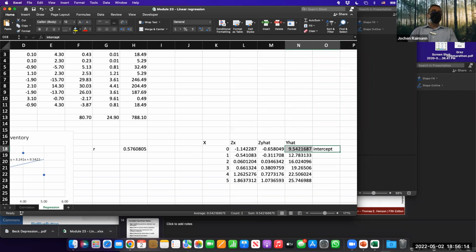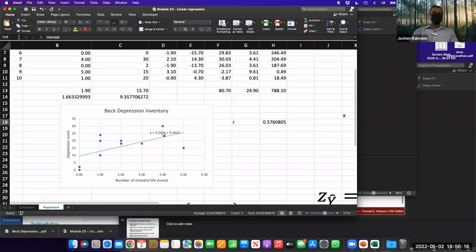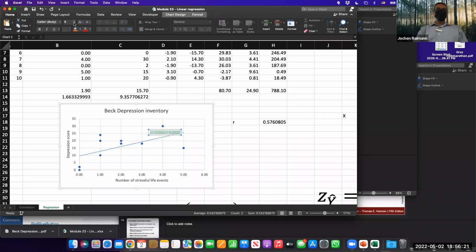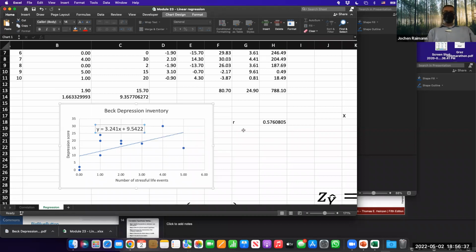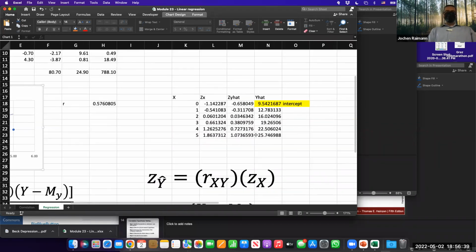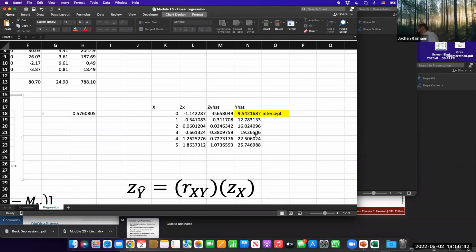And we know this to be true because when we look at this equation, Excel says the same. Excel says 3.241 and 9.54. So looking at this data, thinking about it conceptually, we now have the intercept. We know when x equals 0, 9.5 is the y. How can we now get the slope?